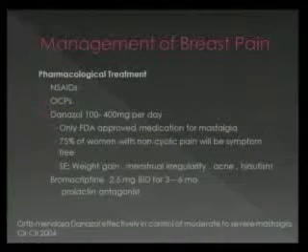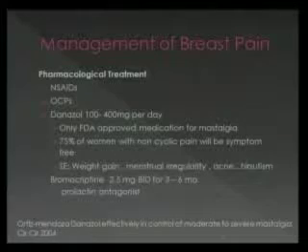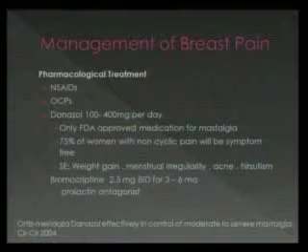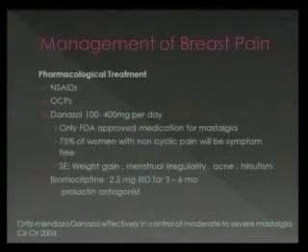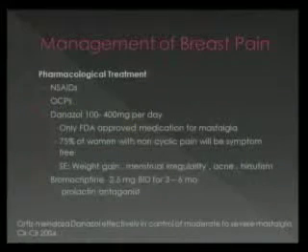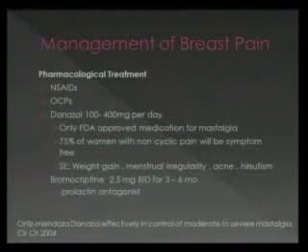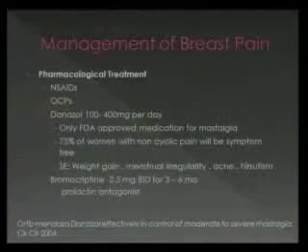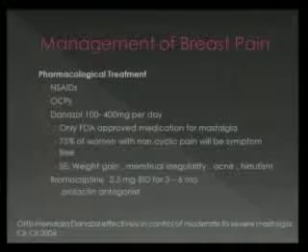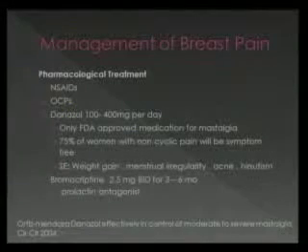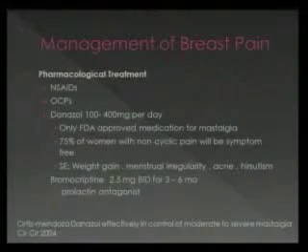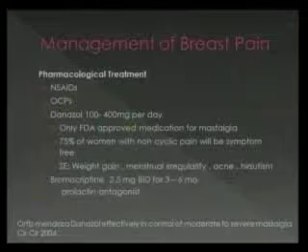Here you can see medications for treatment. You can treat them with NSAIDs, you can treat them with OCPs. If the pain is associated with their cycles, you may want to keep them on continuous OCPs. Danazol is the only FDA-approved medication for breast pain. And 75% of patients with non-cyclical breast pain will be symptom-free with Danazol. The issue with this is the side effects. They have weight gain, menstrual irregularity, acne, and hirsutism. Also, you can use bromocriptine, 2.5 milligrams BID for 3 to 6 months, and this is a prolactin antagonist.